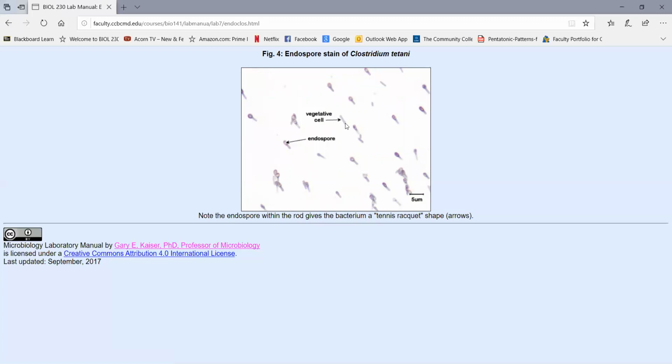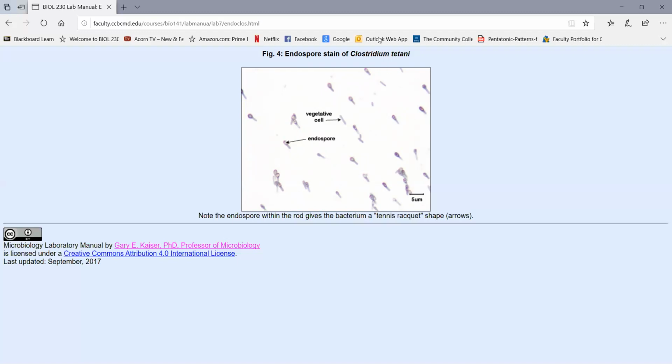So in this case, the vegetative cells stain kind of a gray-blue color, and the endospores are colorless. So here's a vegetative cell that hasn't made endospores yet, and here are several that have produced an endospore. So you see this is a single bacillus. Each bacillus makes one endospore.